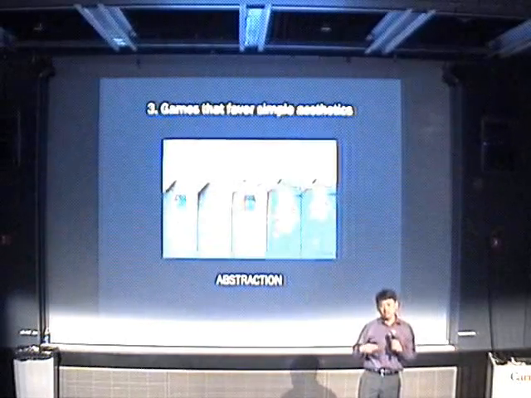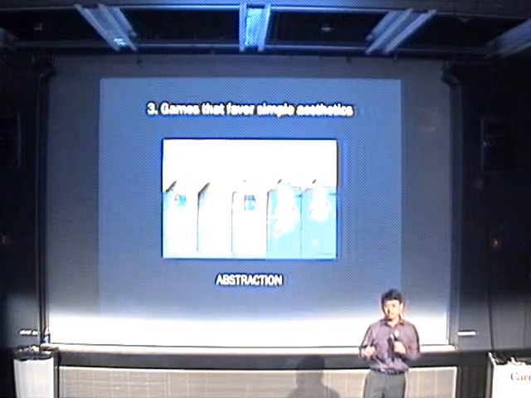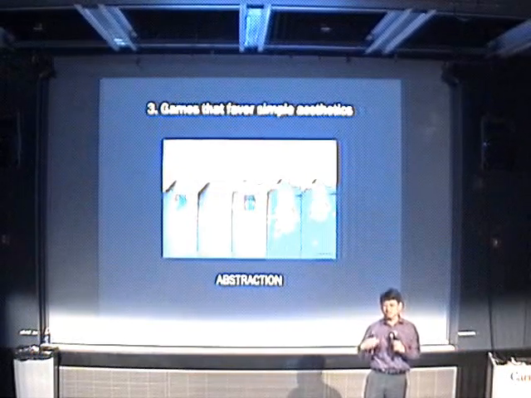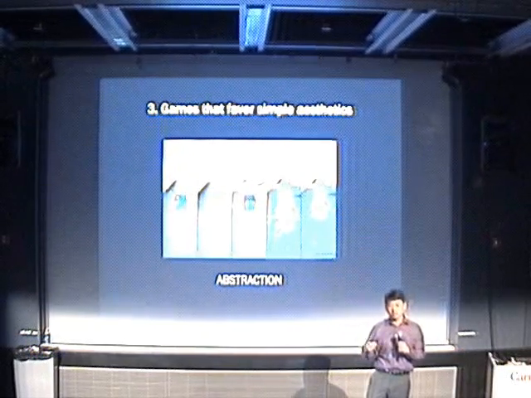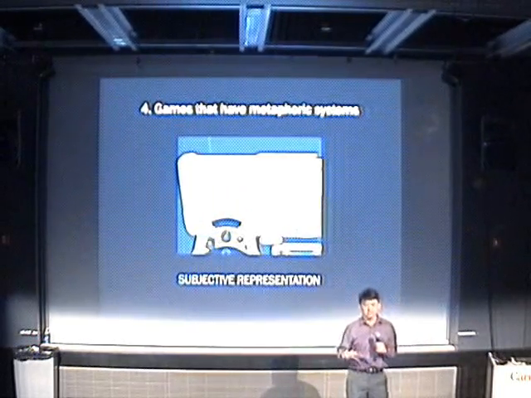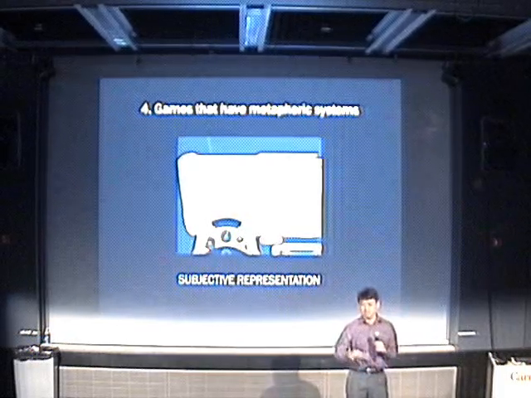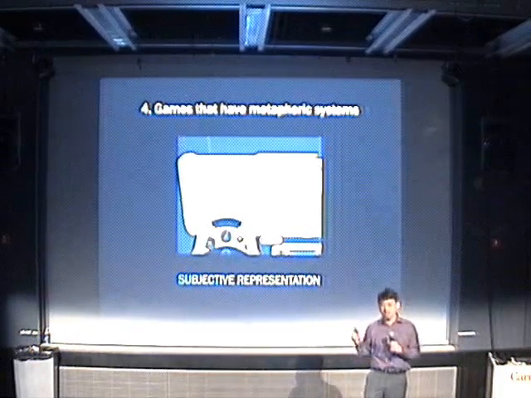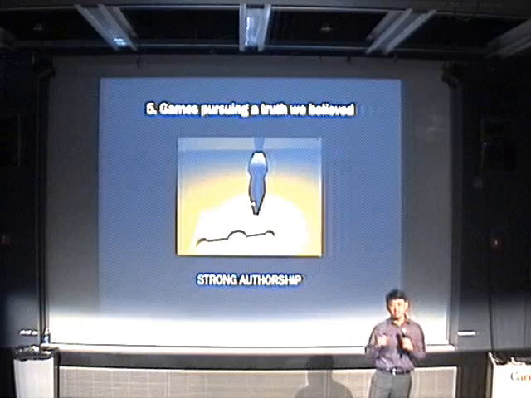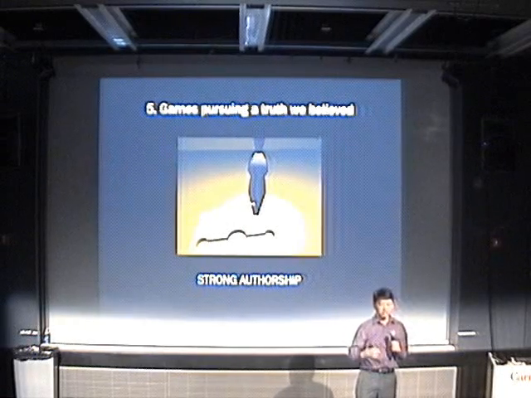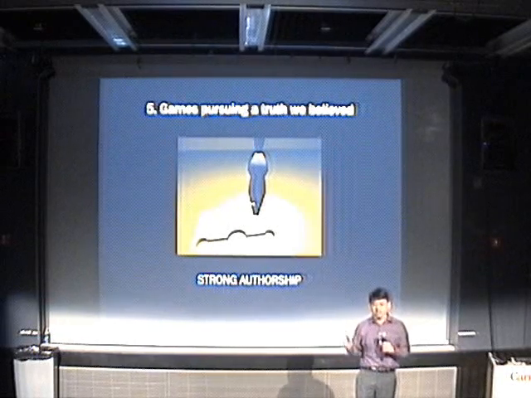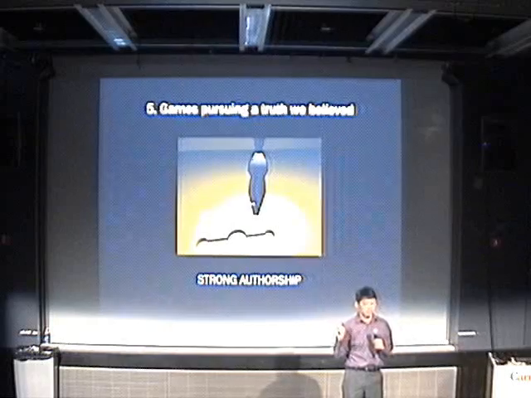He also says proceduralist games favor simple aesthetics. Basically, they don't focus on the narrative or the visuals. Instead, they try to distill them down to best express the meaning of the game. He calls this property abstraction. The fourth property is that these systems typically represent something that they're not directly about. They're not simulations, but they're not completely abstract like Tetris. He calls this property subjective representation. Finally, he says that proceduralist games are really pursuing a truth the creator feels needs to be expressed above all else, regardless of sales or popularity. He calls this final property strong authorship.